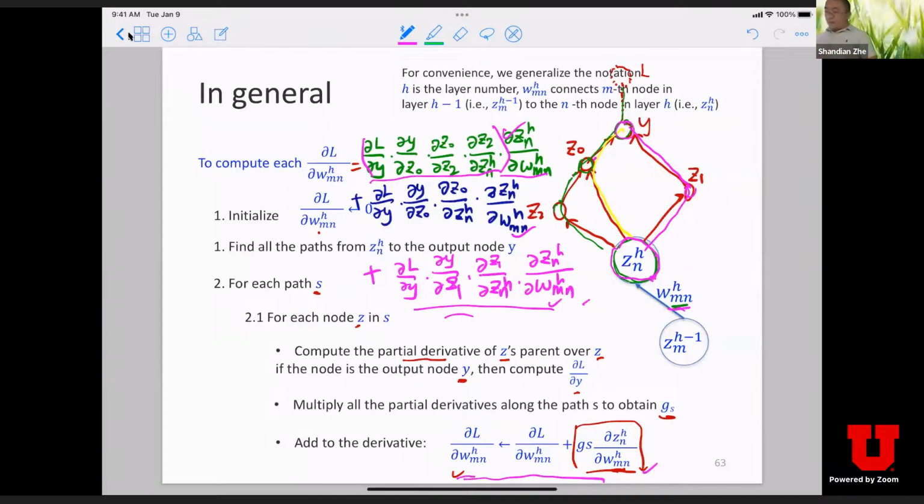So if it sounds straightforward, everyone, I'm going to move to the next. Any other question? This is just applying the graphical representation of the chain rule to do this.